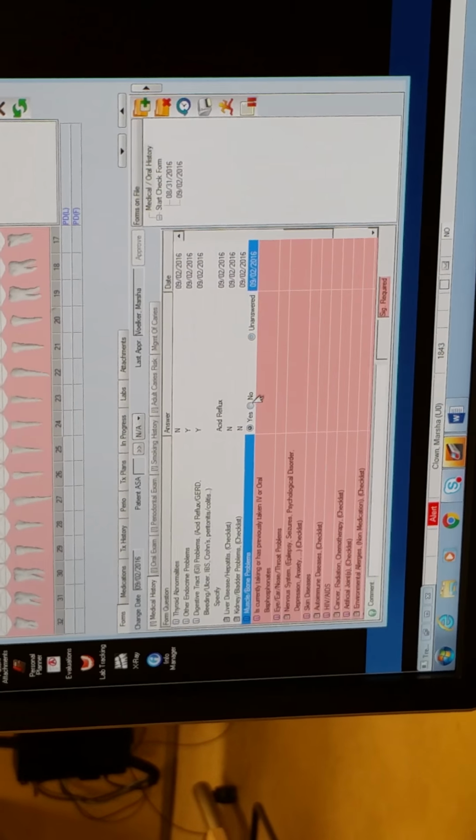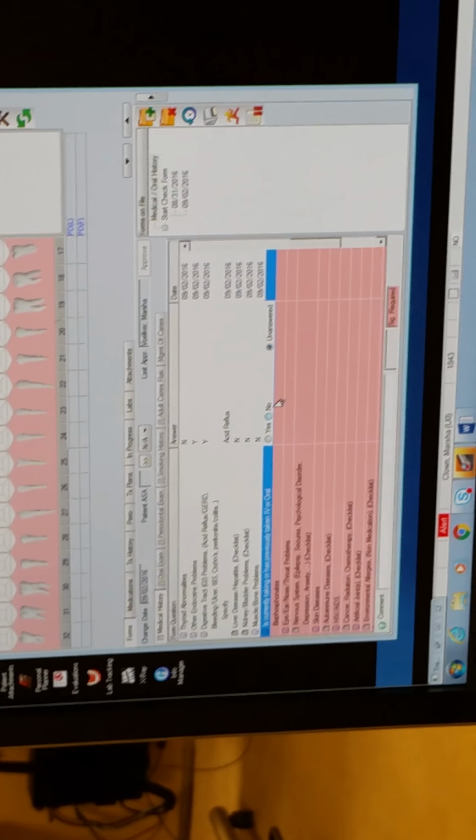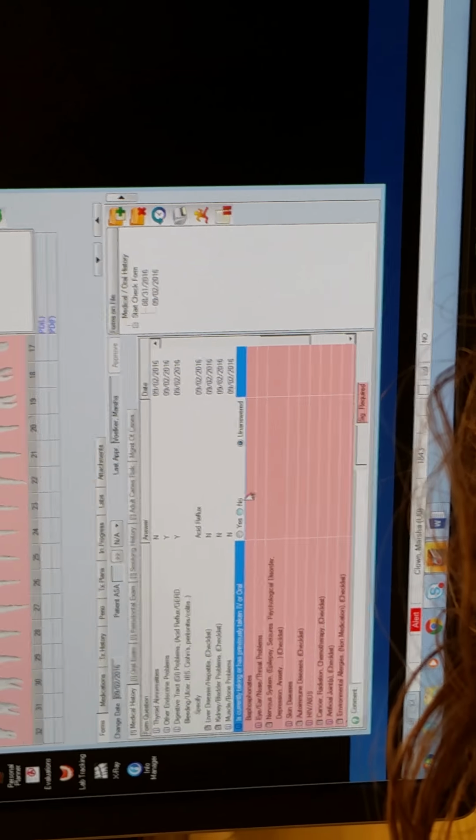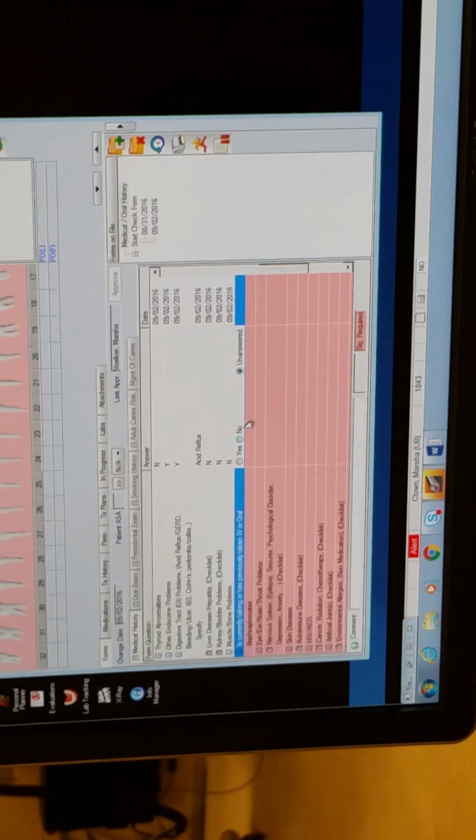Click the wrong button. Are you currently taking any calcium supplements, such as Boniva or... Okay. I'm going to talk to you a little bit right now.